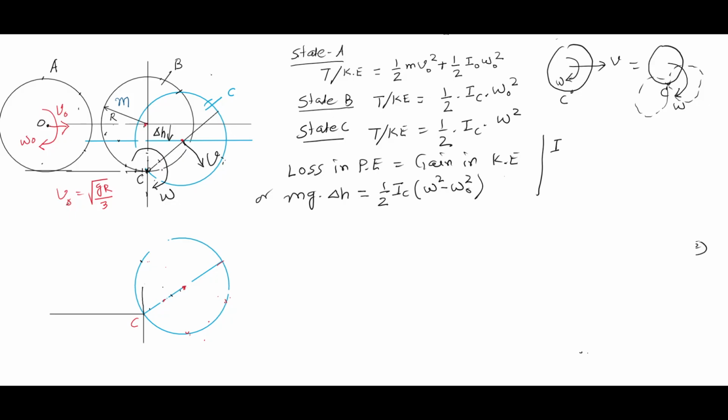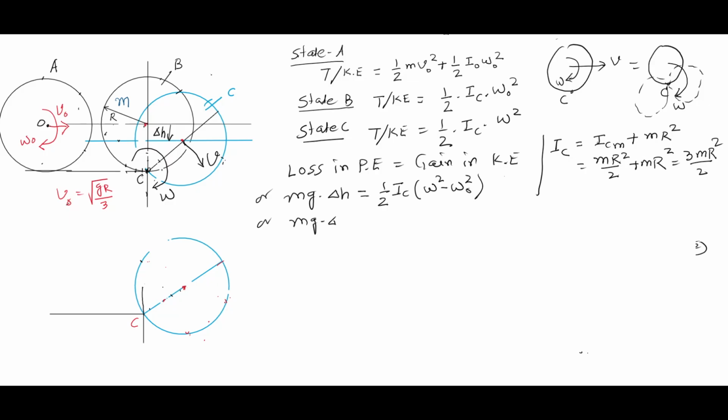Now let us calculate I_C. I_C, the moment of inertia about an axis through C, is equal to I_CM, the moment of inertia about the axis through the center of mass, plus m r square. This comes from the parallel axis theorem. I_CM, since this is a disk, is m r square by 2, plus m r square, equal to 3 m r square by 2.